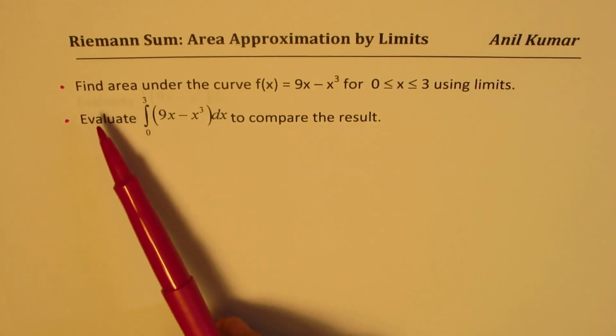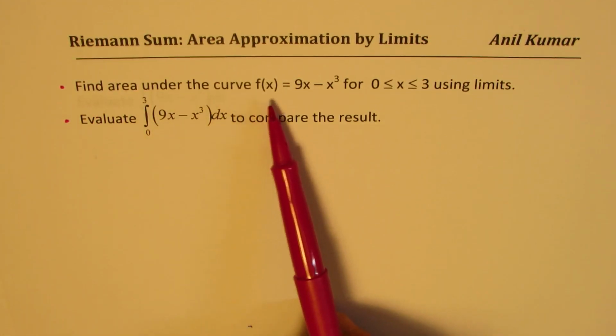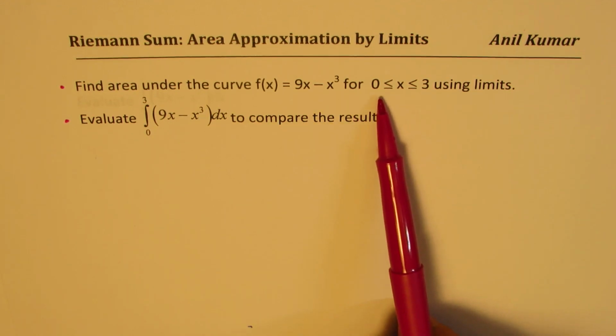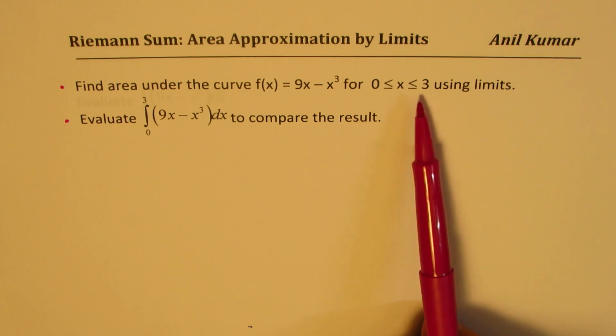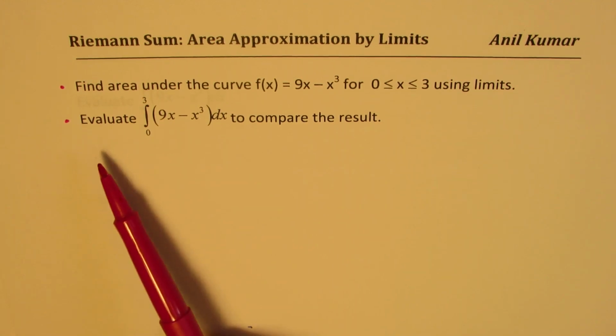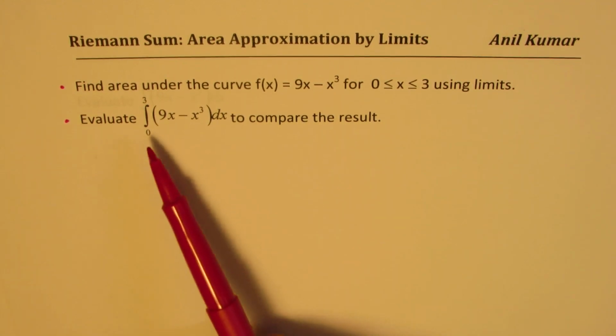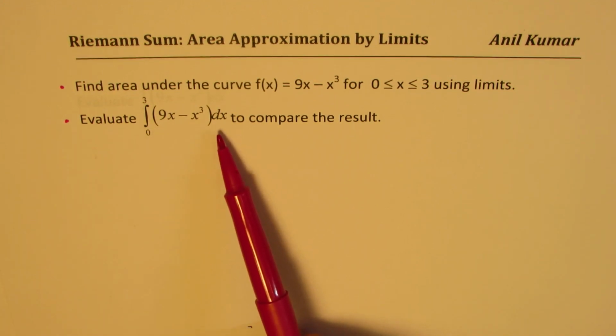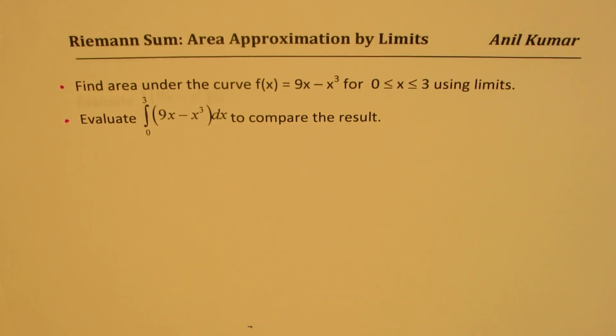So the question for us is, find the area under the curve f of x equals 9x minus x cubed for x greater than or equal to 0 and less than or equal to 3 using limits. Evaluate the definite integral from 0 to 3 of (9x minus x cubed) dx to compare the result. You can pause the video, answer the question, and then look into my suggestions.